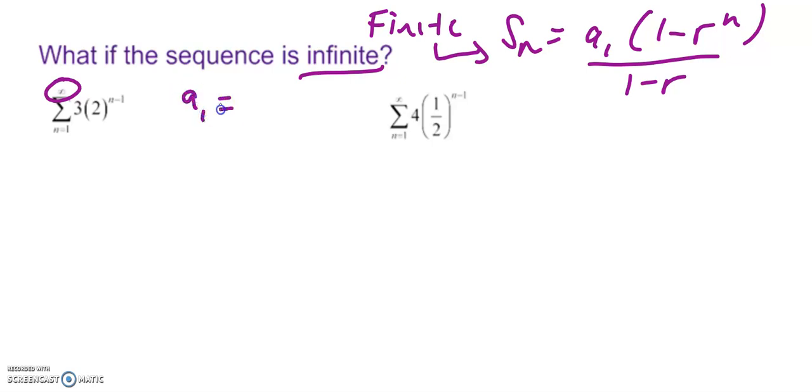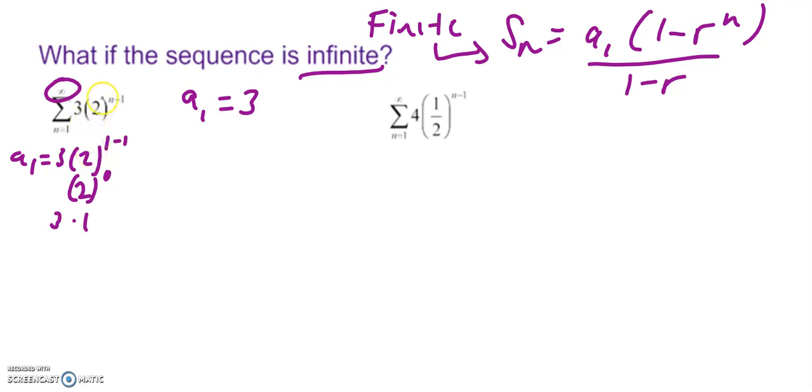The a sub 1 value is usually the term when you plug in 1. So if we plug in a sub 1, that would be 3 times 2 to the 1 minus 1, and 2 to the 0th is really 1, and 1 times 3 gets me 3. So my a sub 1 value is 3, which I saw here.